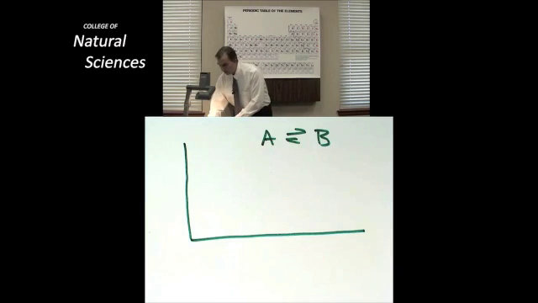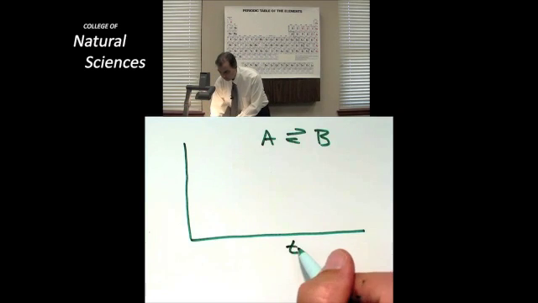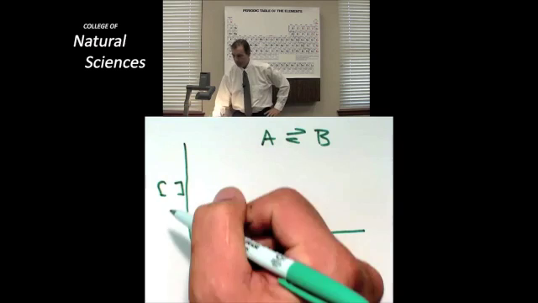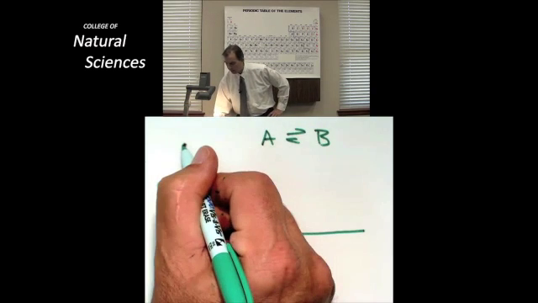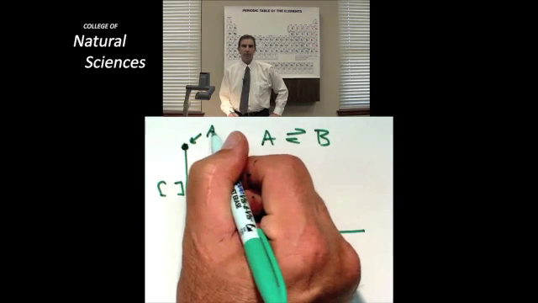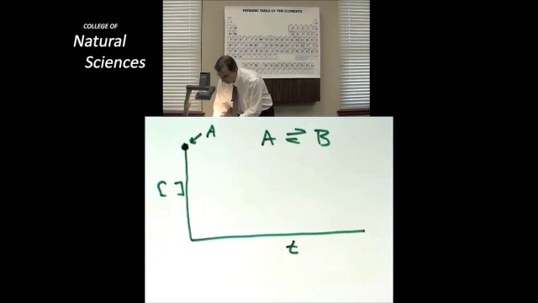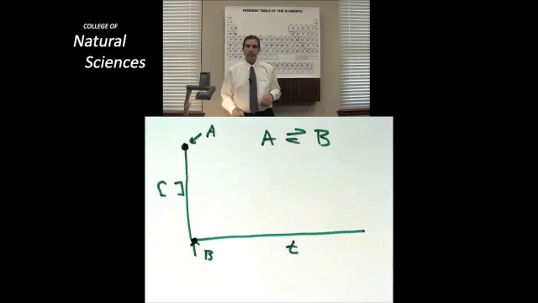Now, as a function of time, I'm going to measure the concentrations of A and B. So for example, right up here, I'm going to start off, and that's the concentration of A to start. Over here, I have my concentration of B to start. And I'm going to allow this reaction to happen.